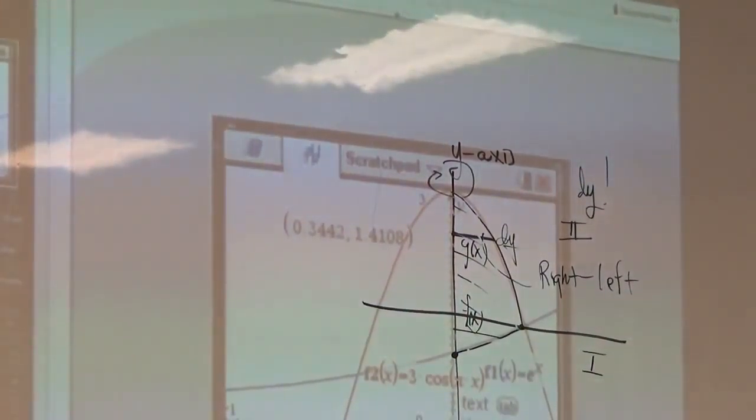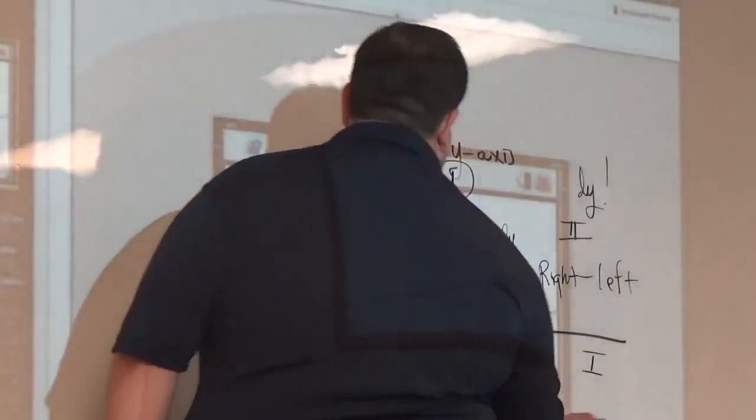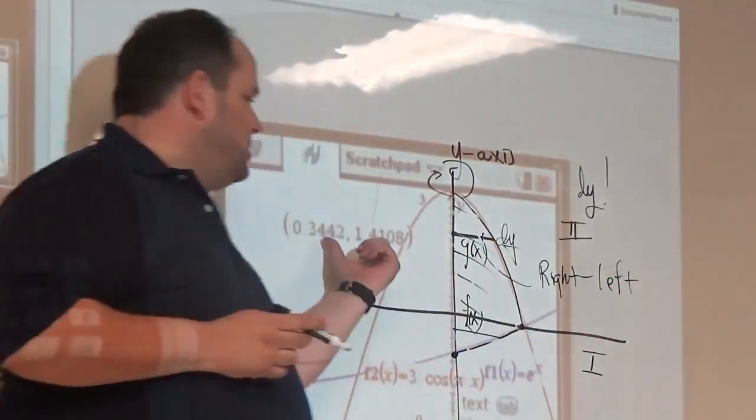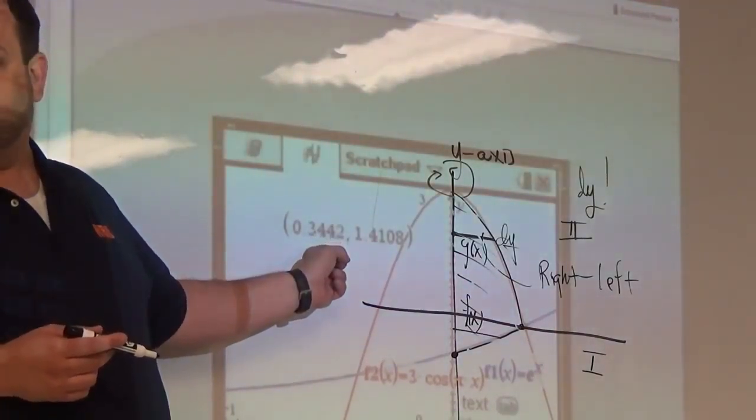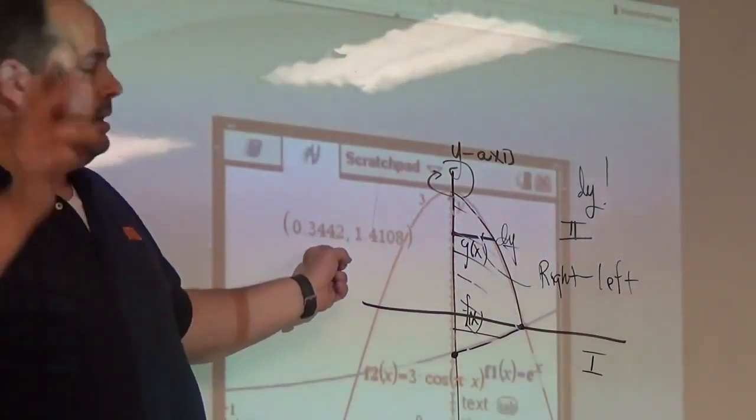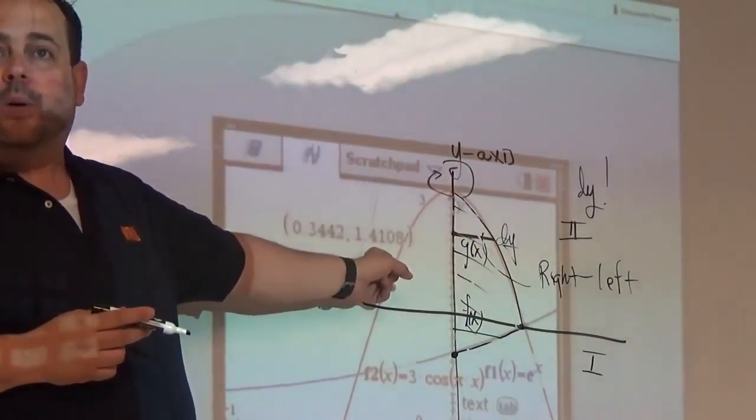So your lower limit of integration is y equals 1. Well, where do I stop? The point where they intersect. At the point where they intersect. Ramir, did you find the intersection point? Oh, you did, and then you brought it over here. So you can see, 0.3442? No, 1.4108, right?